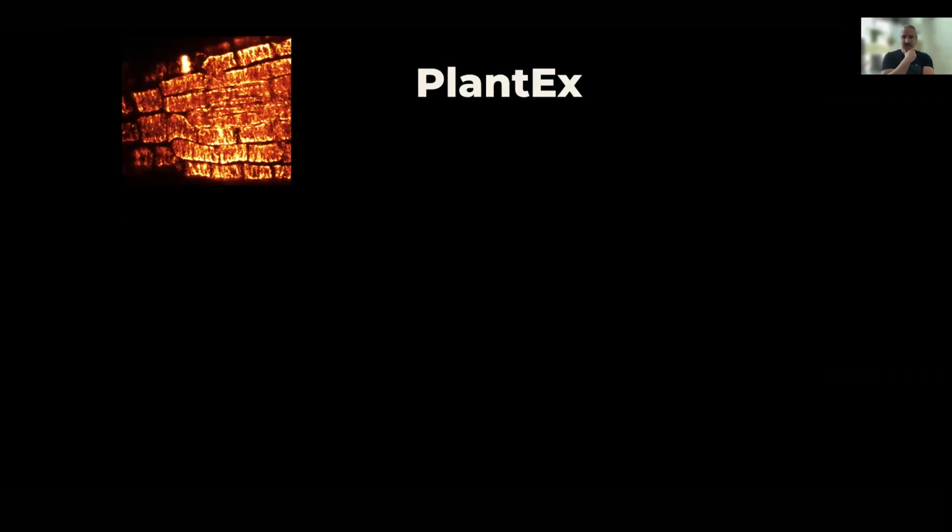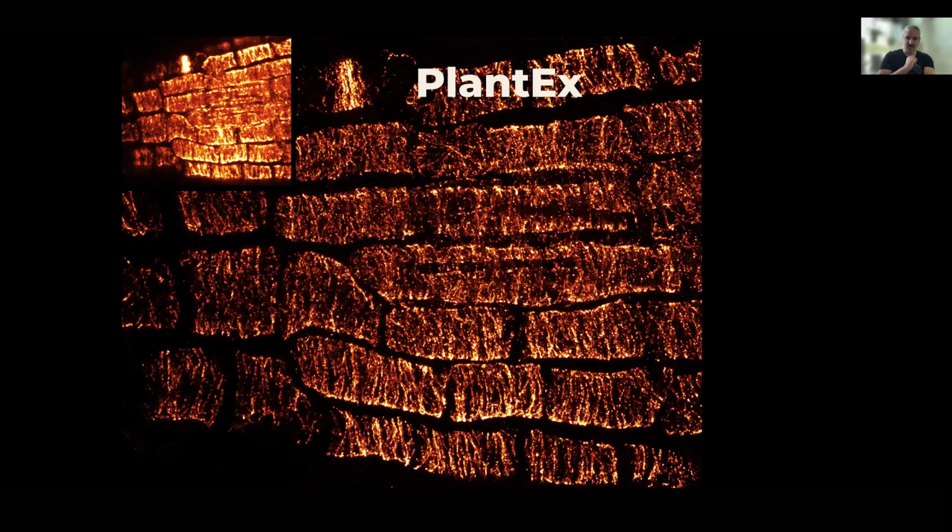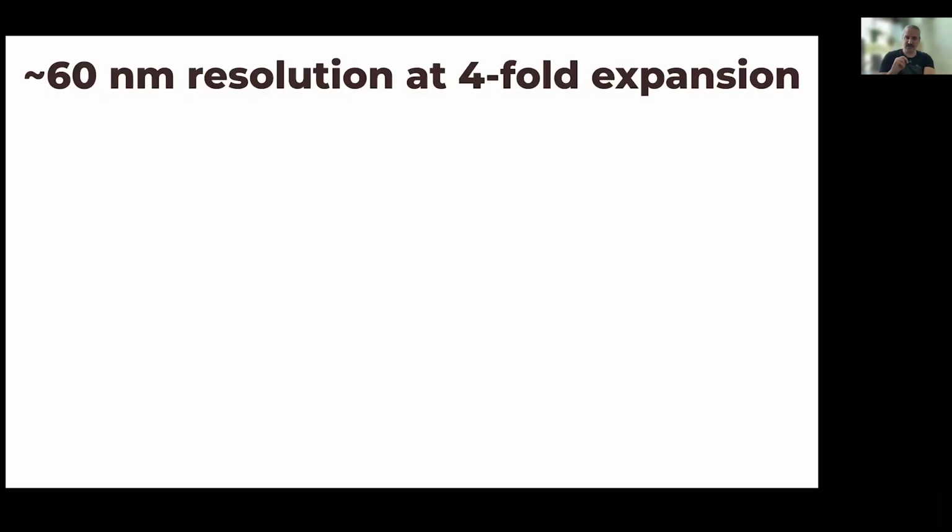So, how does this look in practice? This is the tip of an Arabidopsis root, and you can see here a tubulin labeling. This is before expansion, and you can see there are some structures visible, but not a lot of detail. This is the same root tip after expansion. This shows you both the physical increase in size, this is to scale, and also the increase in resolution, because suddenly we're able to see the individual microtubules that make up the cytoskeleton of these cells. So what we achieve with this approach is approximately 60 nanometer resolution.